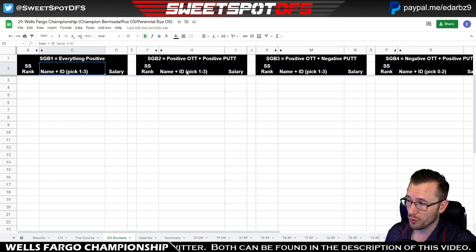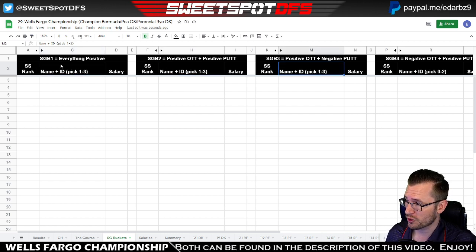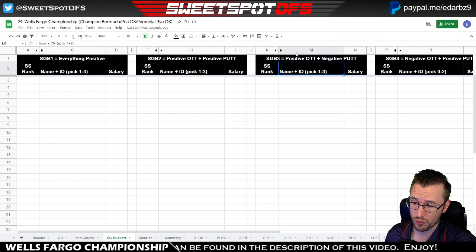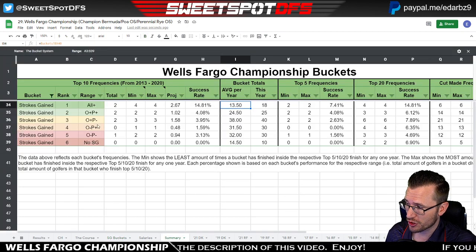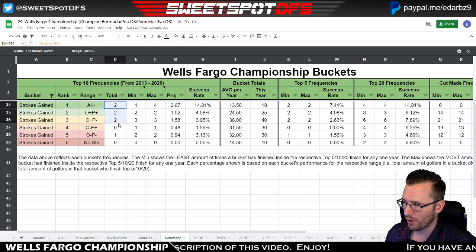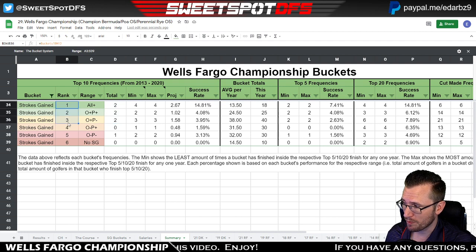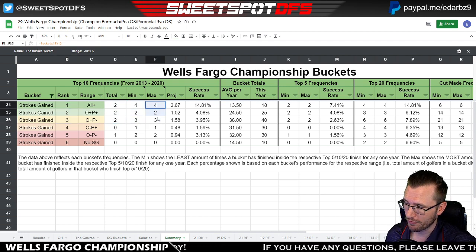And here are my rules. Pick 1 to 3 for strokes gained 1, strokes gained 2, strokes gained 3. Those buckets. I can show you in the summary version. They all apply the same way. Pick 1 to 3 out of these 3 buckets. Well, 4, 2, 3. Yeah.